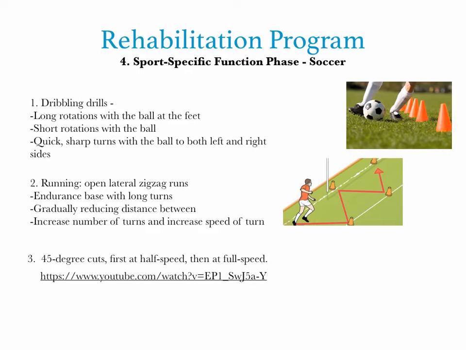So for the sport-specific function phase, I chose soccer. And so for the exercises, first I have dribbling drills, which include long rotations with the ball at the feet, short rotations with the ball, and quick, sharp turns with the ball to both left and right sides. So for the second exercise, I have open lateral zigzag runs. This includes endurance based with long turns, gradually reducing distance between, and increased number of turns and increased speed of turn. And for the third exercise, I have 45-degree cuts, first at half speed, then at full speed, and I included a link showing this exercise.